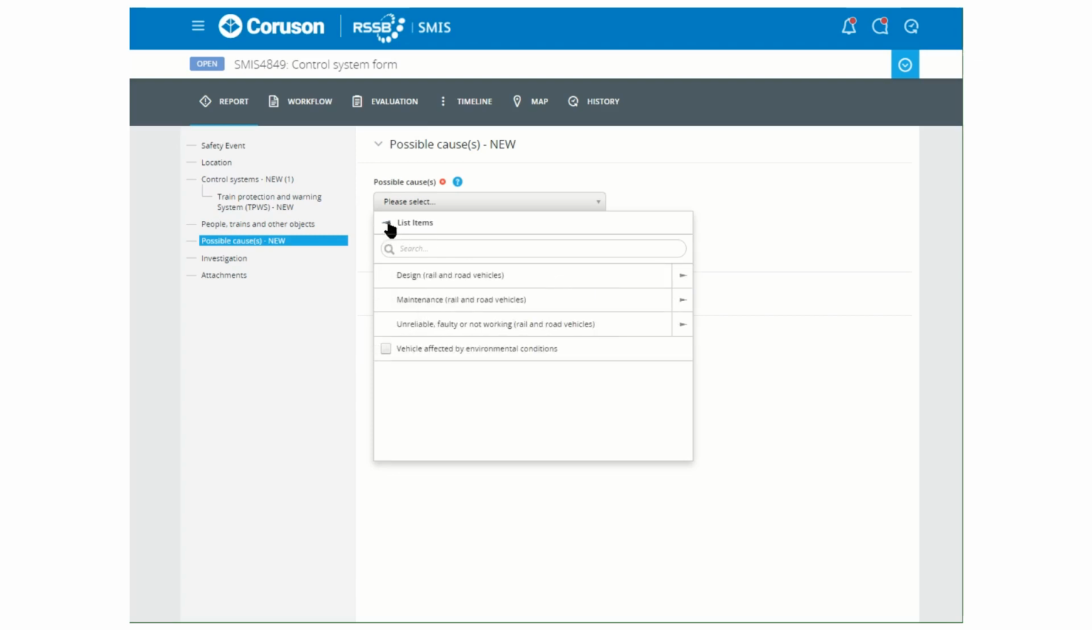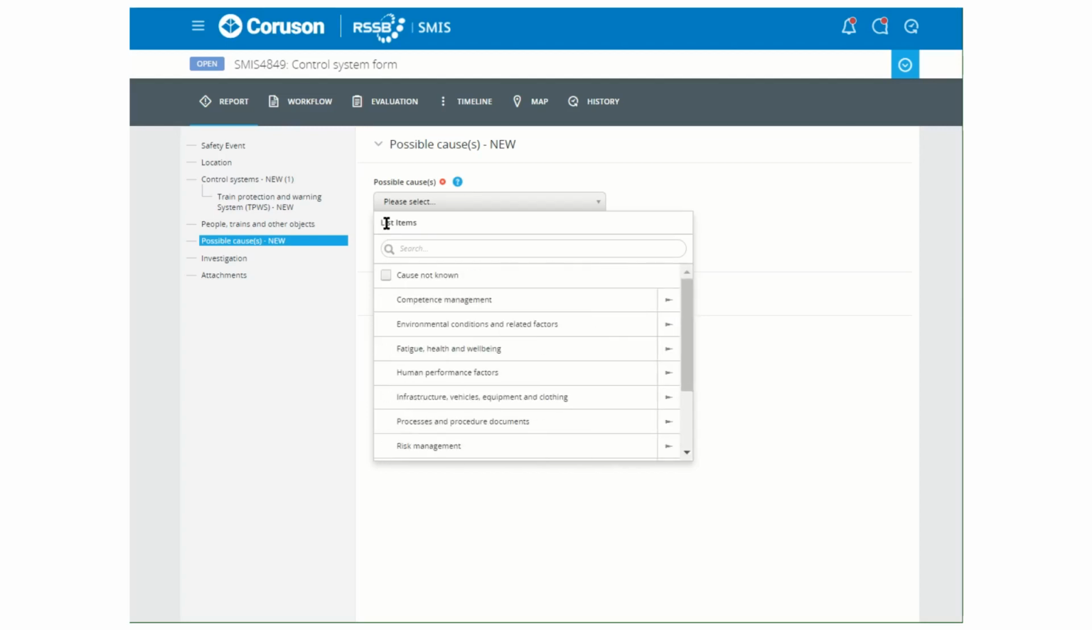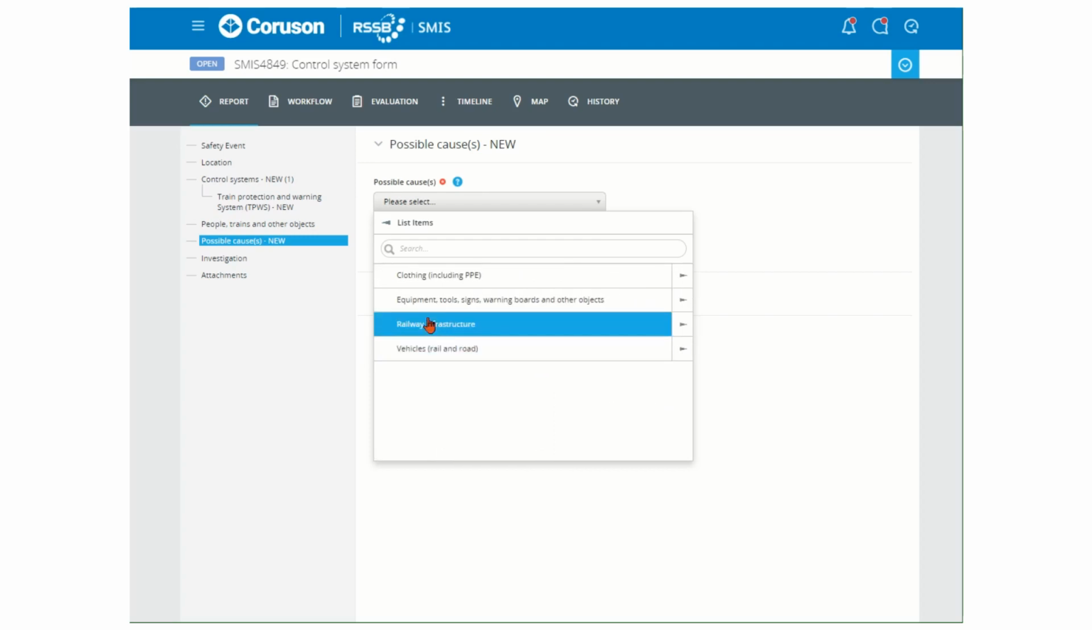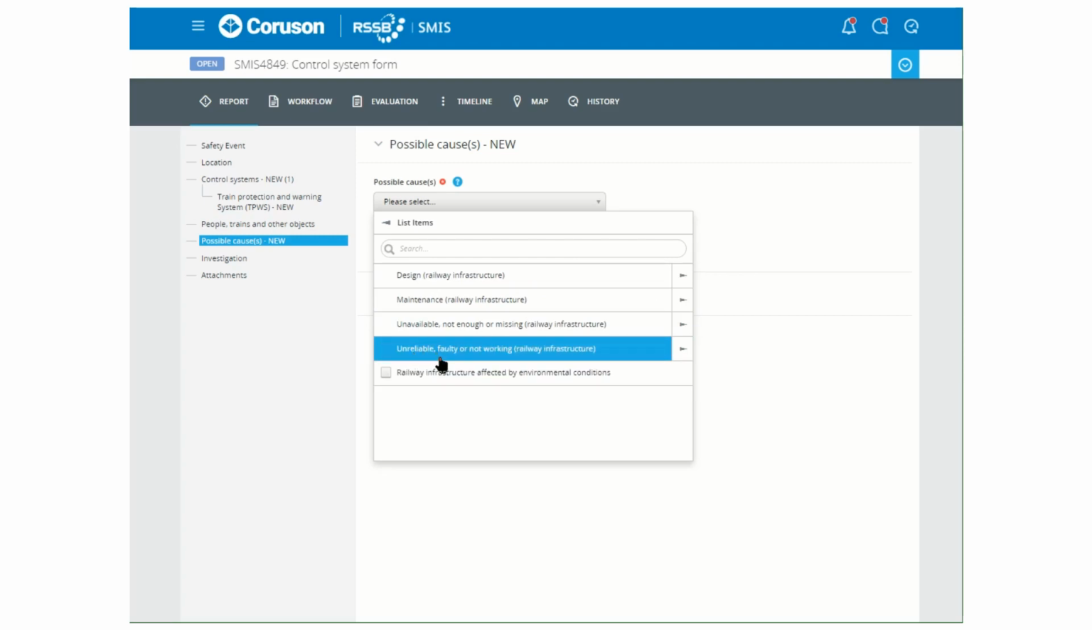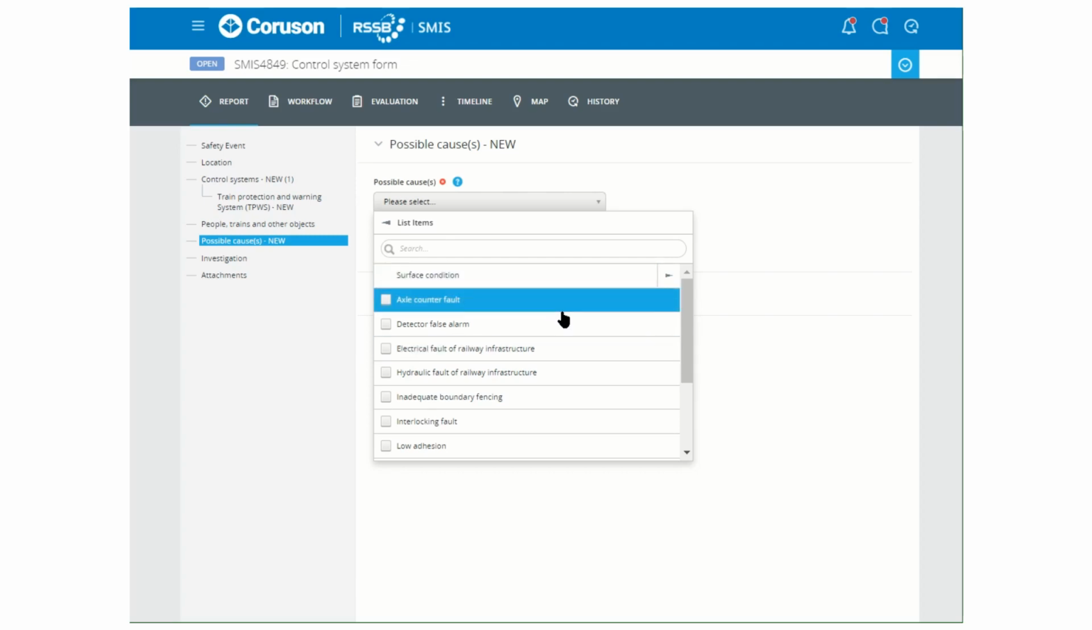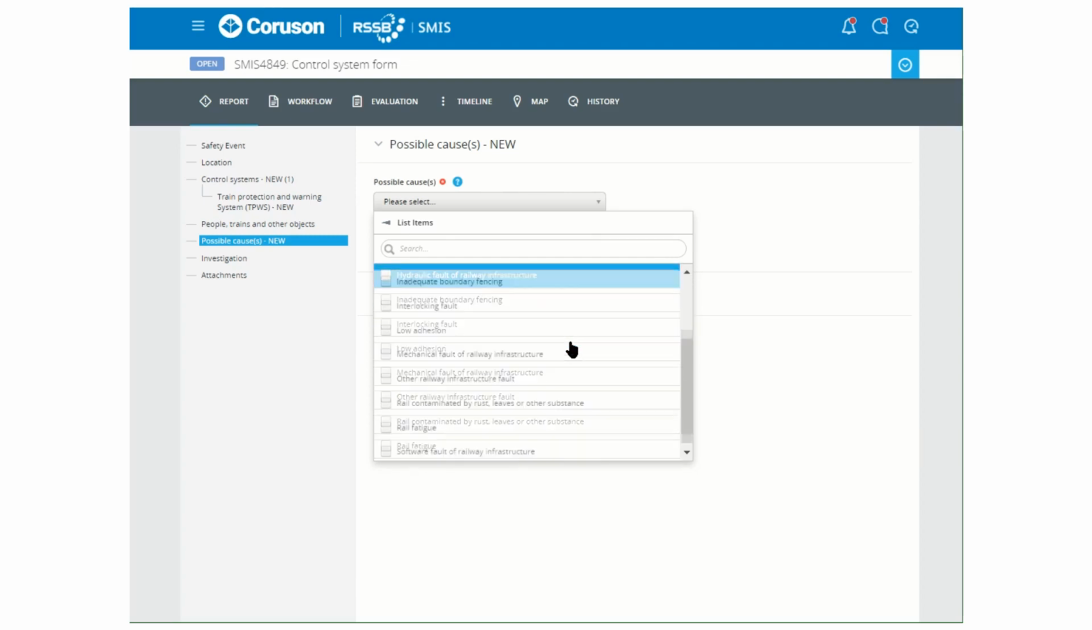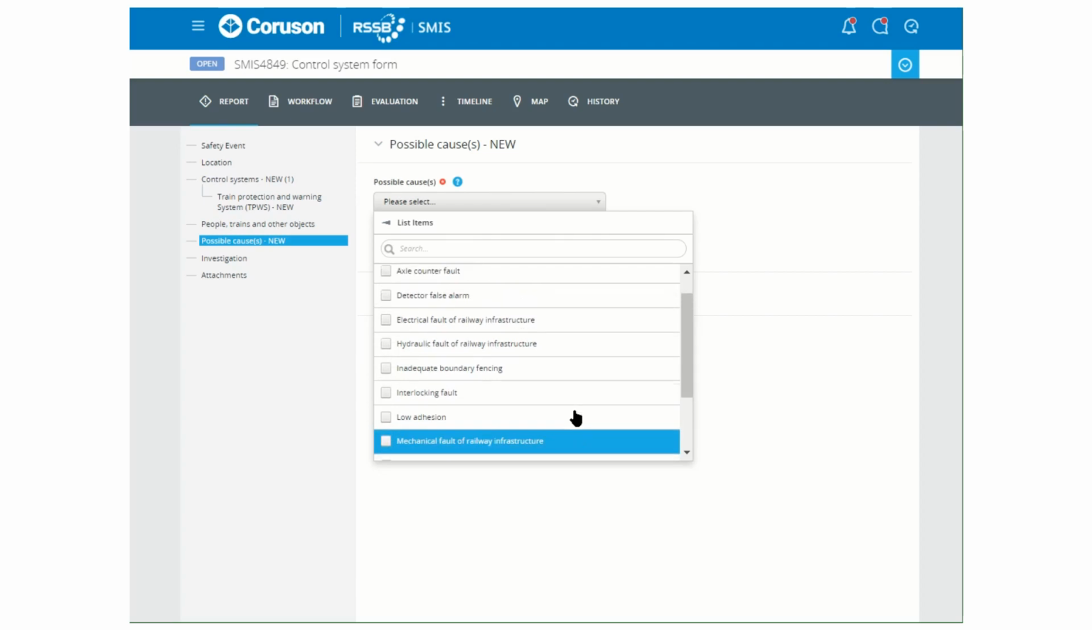If instead the equipment failure was with the line side equipment, then you would go again to infrastructure, vehicles, equipment, and clothing. You would alternatively select the railway infrastructure, and you would select unreliable, faulty, or not working. And you would select one of the options from here to say that the infrastructure was faulty.